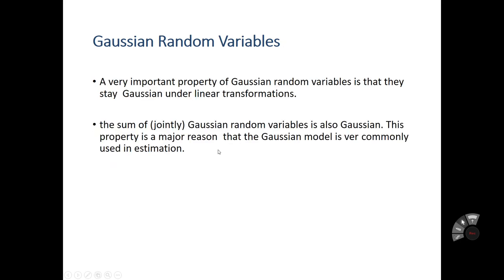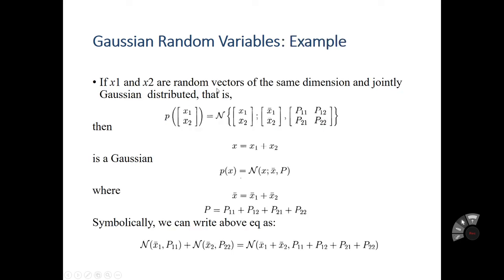So this is an example of two random vectors of the same dimension, like x1 and x2. Suppose we have a jointly Gaussian distribution. Jointly Gaussian distributed involves two or many random variables or random vectors. So suppose we apply a jointly Gaussian distribution between x1 and x2. So x1 and x2 are jointly distributed using the Gaussian normal.